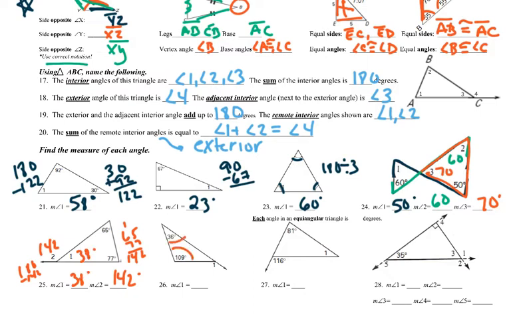Here all I have to do is add up 109 and 36. The sum of the remote interior equals the exterior. That's 145.